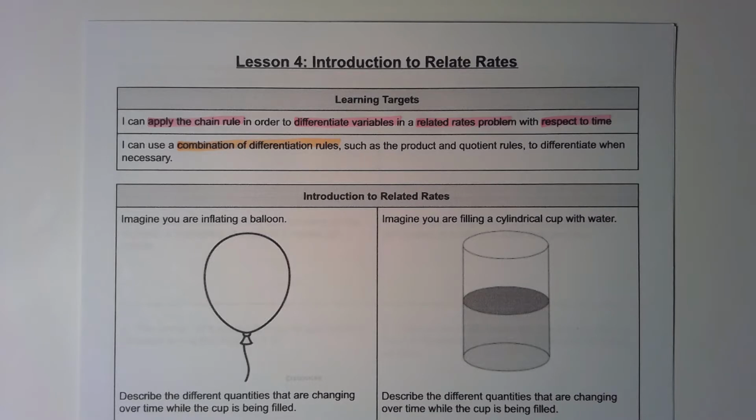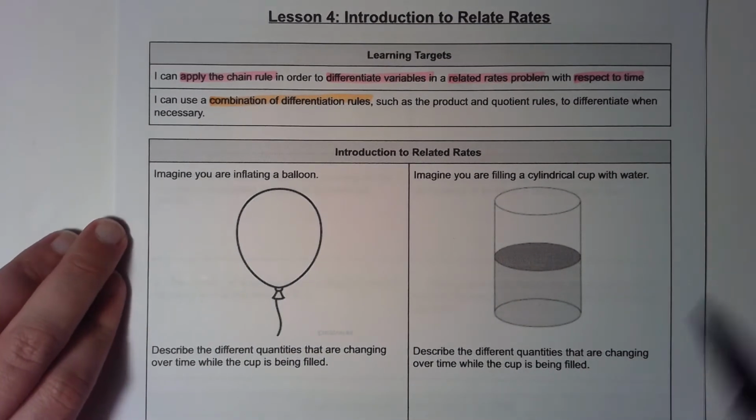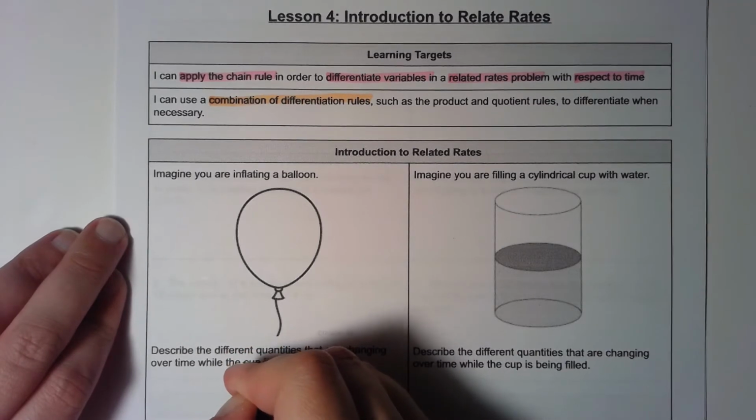Now, when we're talking about related rates, this is the second application of derivatives that we're going to talk about in this unit. The first application was the idea of particle motion and examining an object that is moving. The second idea is the idea of a related rates equation. So imagine you are inflating a balloon. Describe the different quantities that are changing over time while the balloon is being filled.